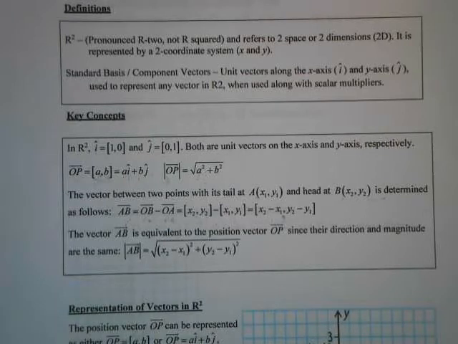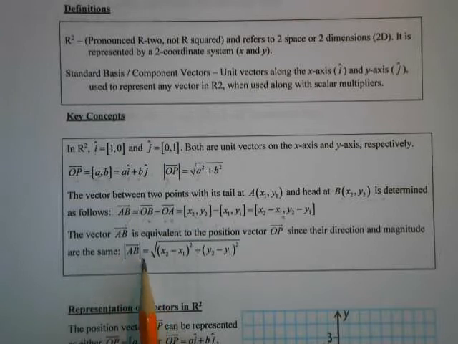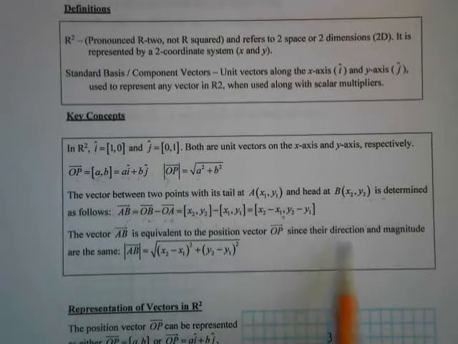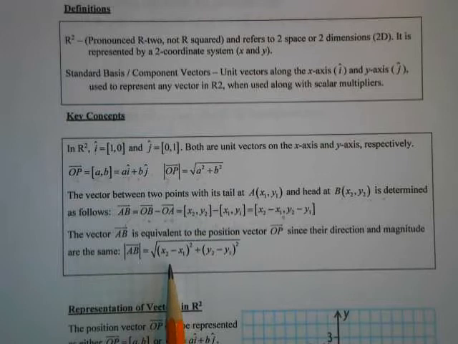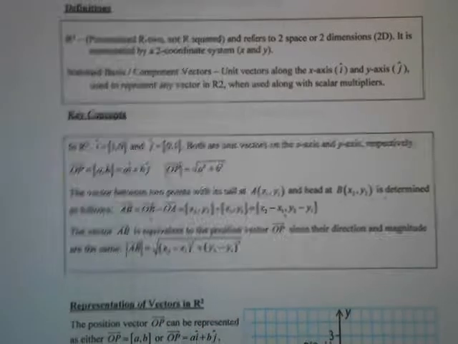The vector AB is equivalent to the position vector OP, since their direction and magnitude are the same. So yeah, we'll get to that as well. But the position vector, so AB is from A to B. Position vector is from O to P, and we're going to show that the magnitude of AB is the same as the position vector.